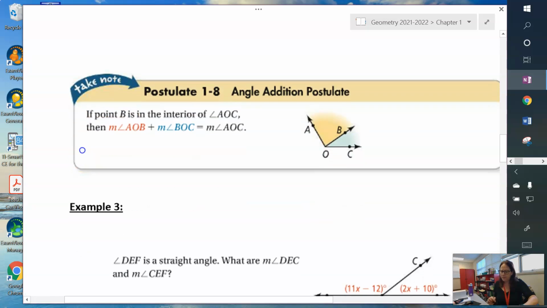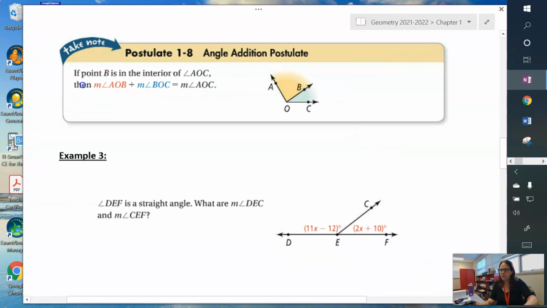All right, next up, we have the angle addition postulate. Just like in the last section, section 1.3, when we could add segments together, we can also add angles together. So if I want the angle measure of this big angle, AOC, all I have to do is add AOB and BOC. Just add AOB and BOC, and that gives you the measure of the big outside angle.